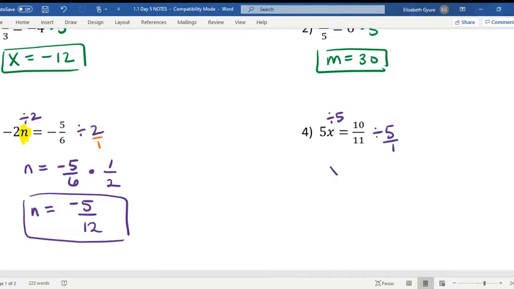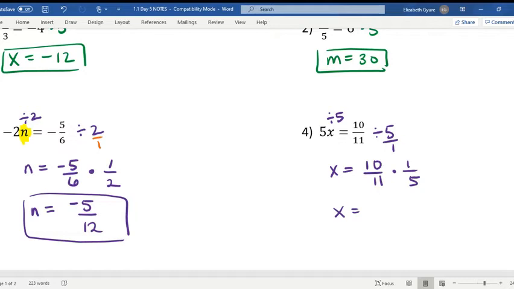Now we got to follow our strategy, right? It's division, so we do our 3 words: keep, change, flip. Keep the first fraction as 10 over 11. Change the division into multiplication. Flip the 5 over 1 and make it a 1 over 5. Excellent. Now, it's up to you. If you like cross-reducing, you may cross-reduce at this point. If you don't, you need to make sure you reduce at the end, okay?